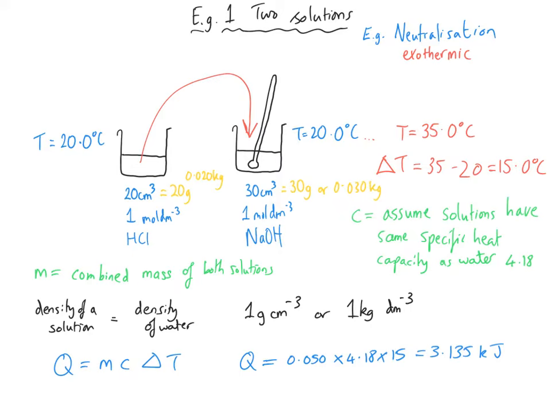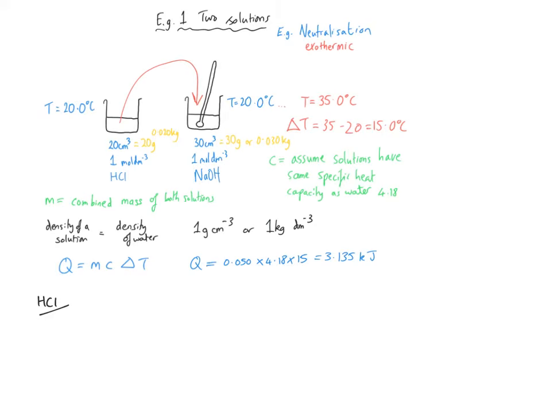Now the next step, remember, to work out delta H is to divide the energy change by the moles. And I strongly recommend you show your working out in a similar way to this. Moles of HCl is equal to concentration times by volume, which is equal to 1 for the concentration multiplied by the volume, which is 0.02 decimetres cubed, because to convert centimetres cubed into decimetres cubed, we divide by 1,000. And then this gives us 0.02 moles.